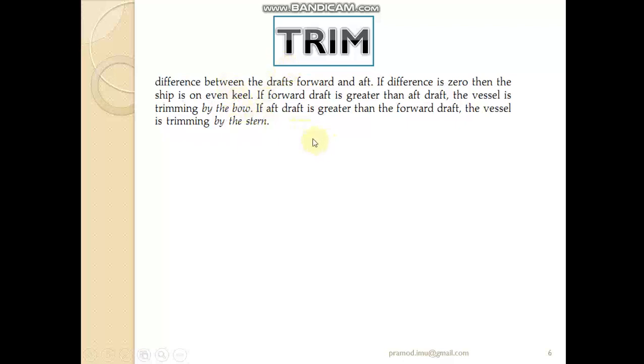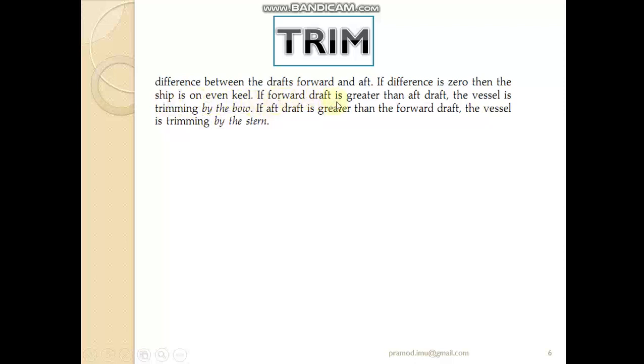So, first of all, trim can be defined as the difference between the draft measured forward and aft of a vessel. Suppose a ship has no difference in drafts, if the difference is zero, then we use the term even keel. The ship is said to be on even keel.